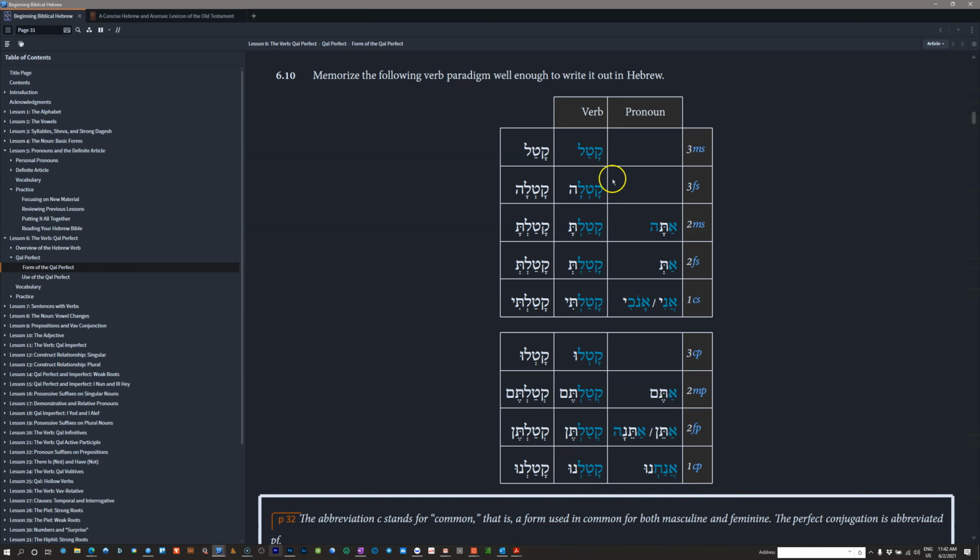And so you can see here that the verb form changes depending on what pronoun would go with it. If he killed, we can just leave it as the basic form. But if she killed, we're going to change it to make it clear that this is a feminine subject. If it's you masculine killed, then we're going to take the you masculine pronoun and grab this tav kametz and put it on the end. If it's you feminine who killed, we're going to take the at, feminine singular pronoun, take this tav off of it and put it on the end.